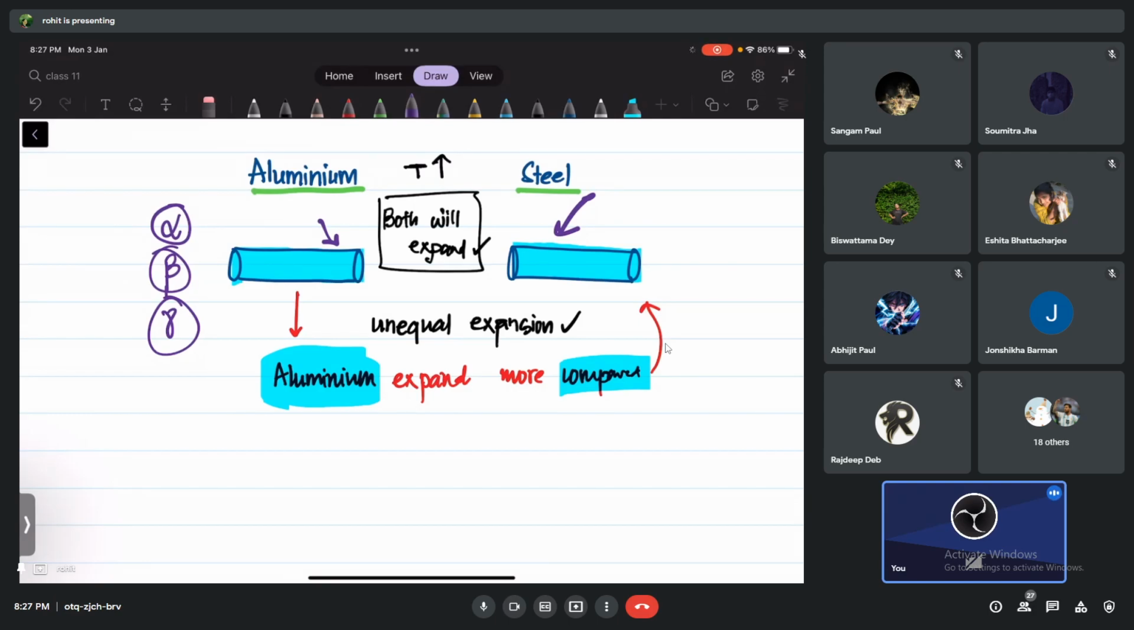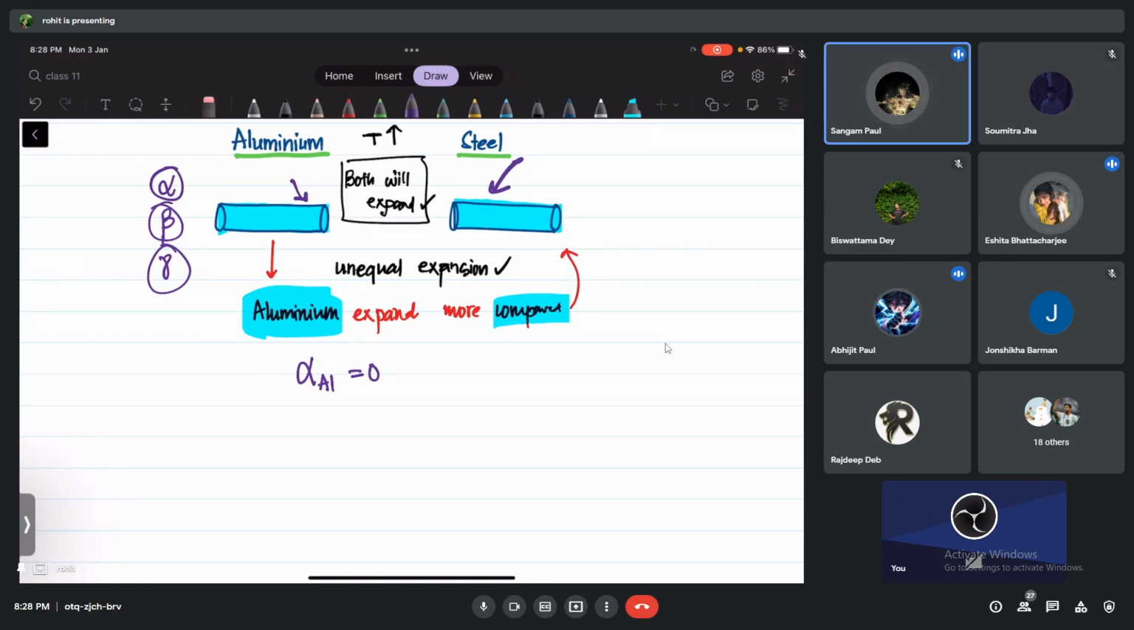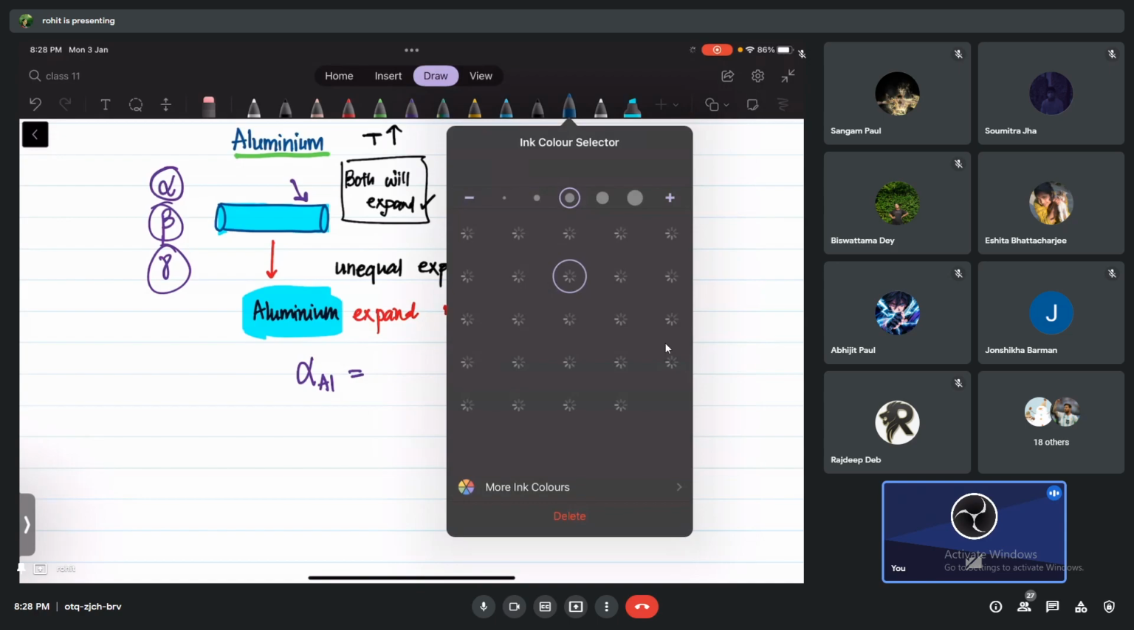Okay, now think like this. I'll just go directly with this. Alpha for aluminium, if I tell you it's 0, what does it mean? What do you think? It means there's a change in temperature, but no change in expansion, no change in length. Yes, at least you understood that. Very good. So these numbers are going to tell us whether there will be expansion or more expansion.